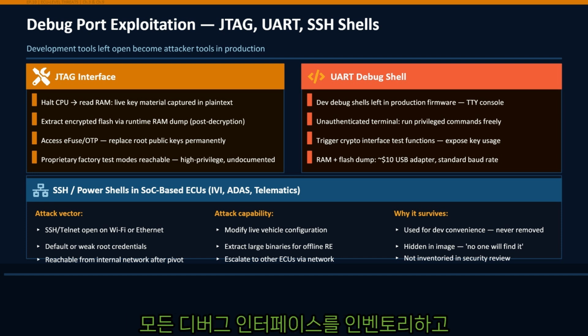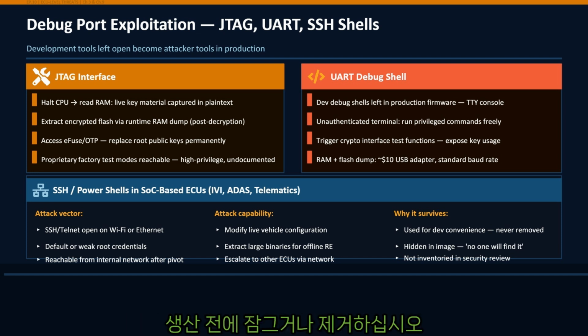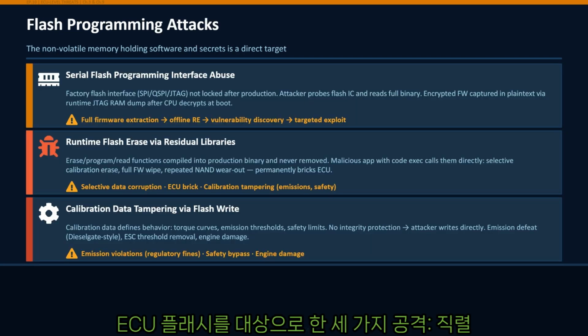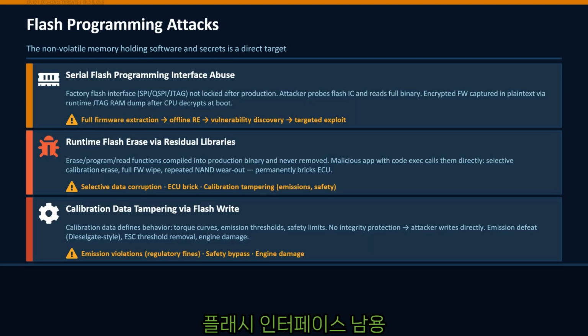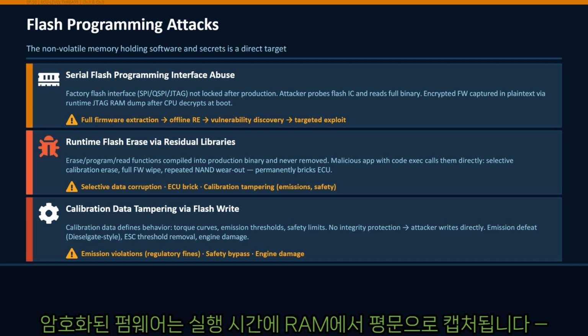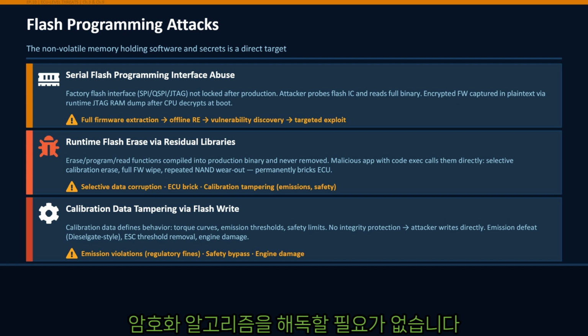Inventory every debug interface. Lock or remove it before production. Penetration test this before every single release. 3 attacks against ECU flash. Serial flash interface abuse. The factory programming interface is not hardware locked after production. An attacker probes the flash IC and reads the full firmware binary. Encrypted firmware is captured in plain text from RAM at runtime. No need to break the encryption algorithm.